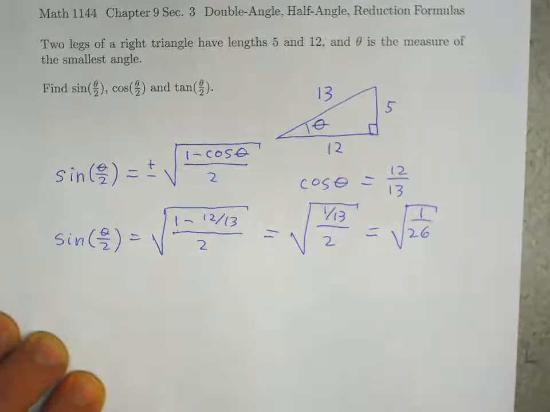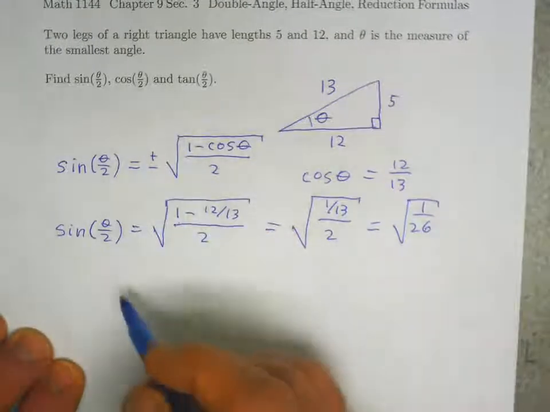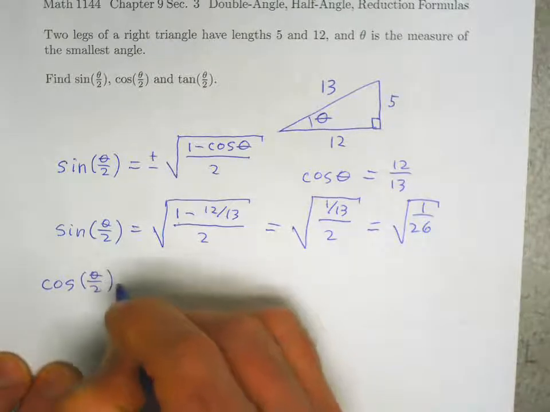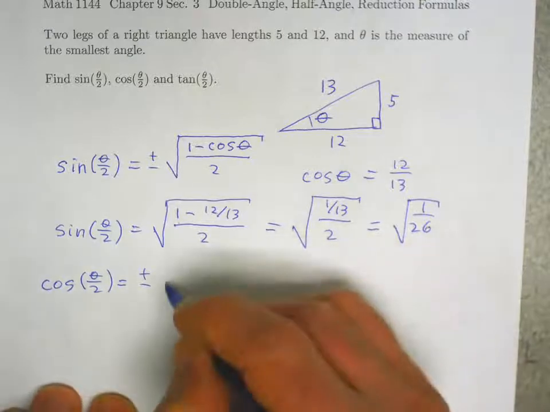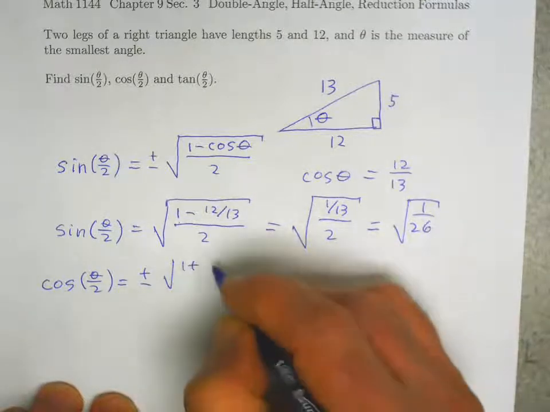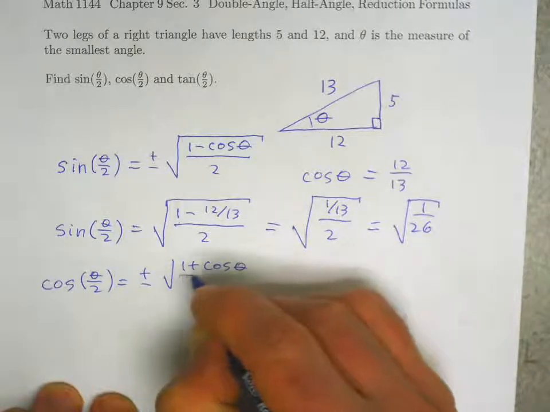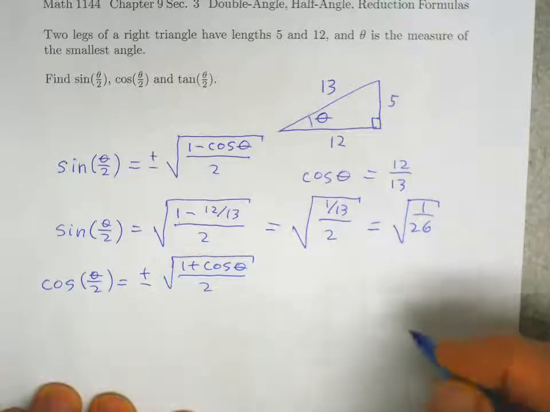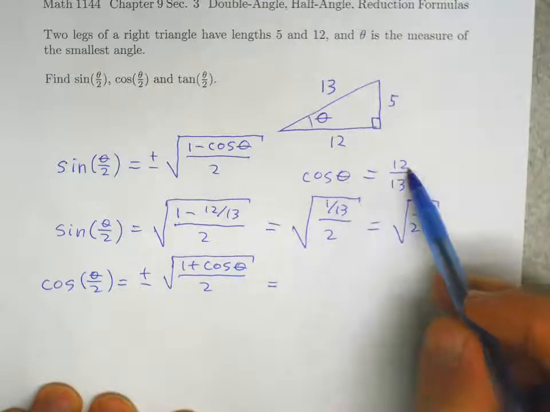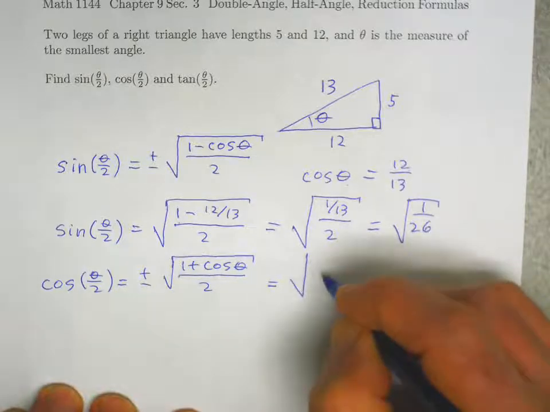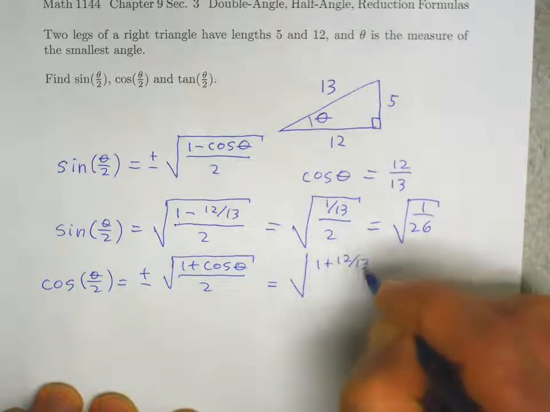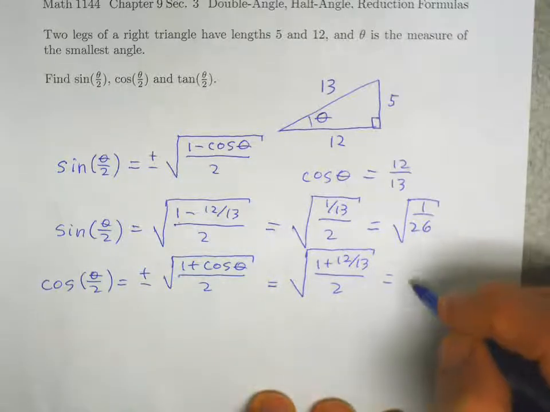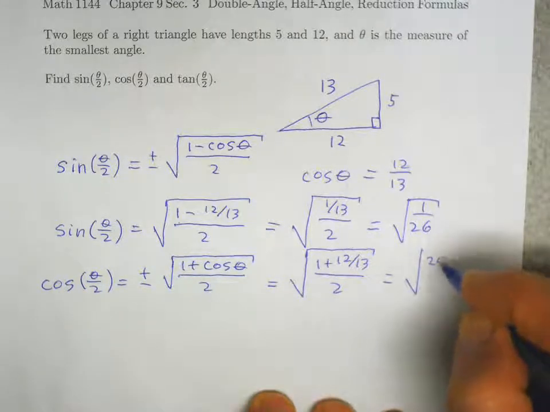That's an okay answer. Okay, for cosine of theta over 2, in general, cosine of the half angle, theta over 2, is equal to positive and negative square root of 1 plus cosine of theta over 2. But for the right triangle, we want the positive square root. And cosine of theta is 12 over 13, so we get the square root of 1 plus 12 thirteenths over 2 inside the square root. And we can simplify this a little bit more to get the square root of 25 over 26.